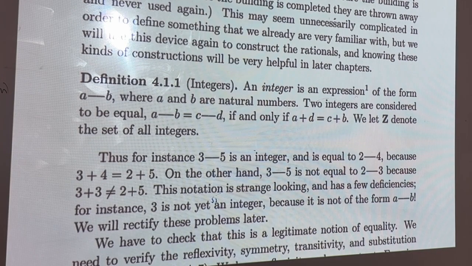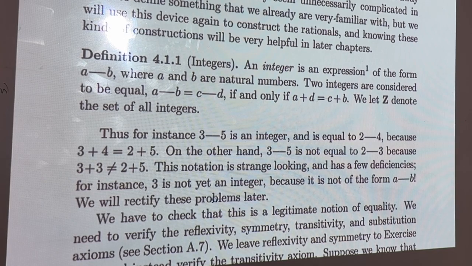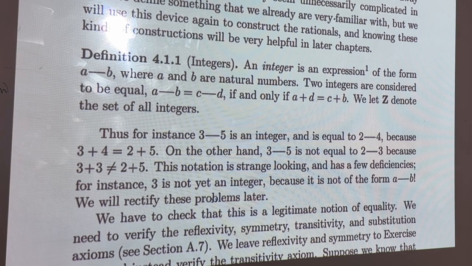This notation is strange looking and has a few deficiencies. For instance, 3 is not yet an integer. 3 is a good natural number but not an integer yet, because it is not of the form a—b. Surprise! We will rectify these problems later.